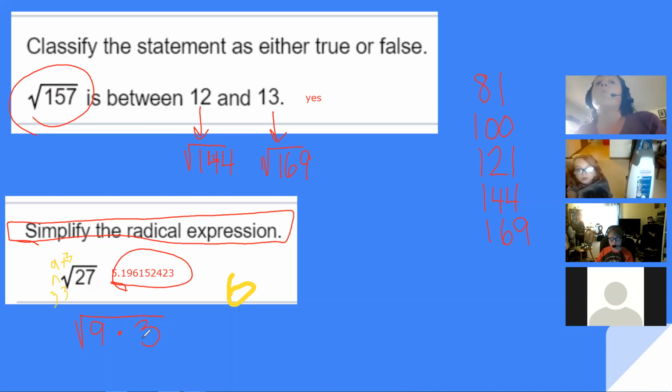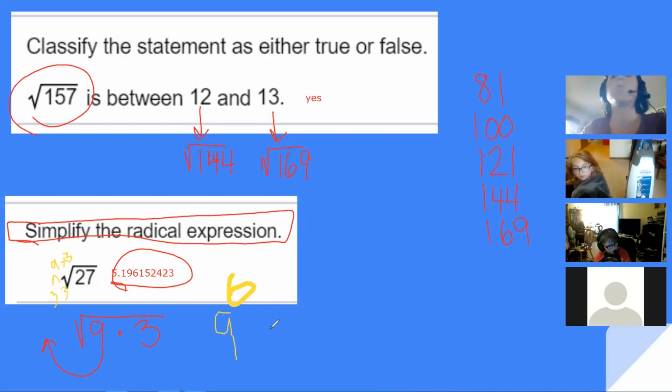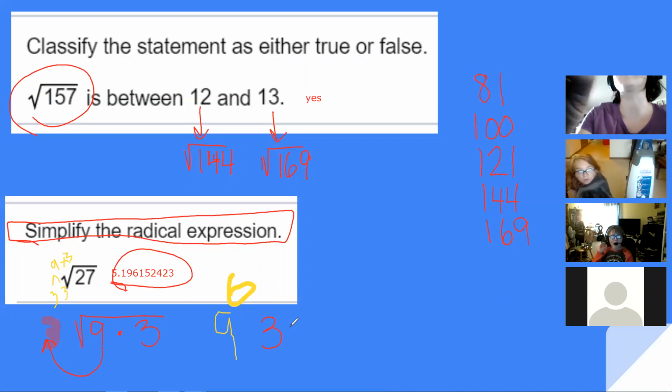So which one of those can I take the square root of real nicely? The 9. Yeah, I can take the square root of the 9 real nicely. So I'm going to do that, and I'm going to yank it out of the radical. And whatever I could not take the square root of real nicely just stays in that radical. So my answer would be 3 radical 3.